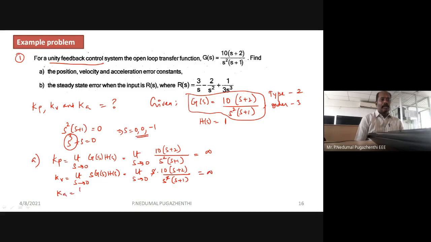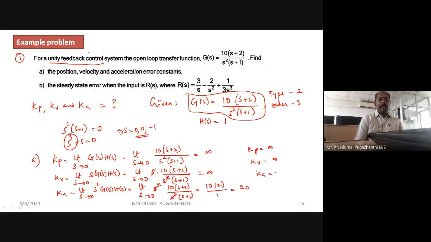What is Ka? Limit s tends to 0, s squared into G of s H of s. So limit s tends to 0, s squared into (10 s plus 2) divided by s squared into (s plus 1). This s squared and s squared get cancelled. So if you substitute s is equal to 0, you will get 10 into 2 divided by 1 is equal to 20. So Kp is equal to infinite, Kv is equal to infinite, and Ka is equal to 20.